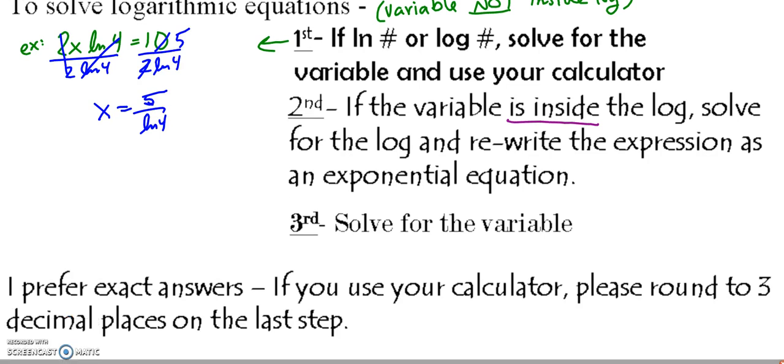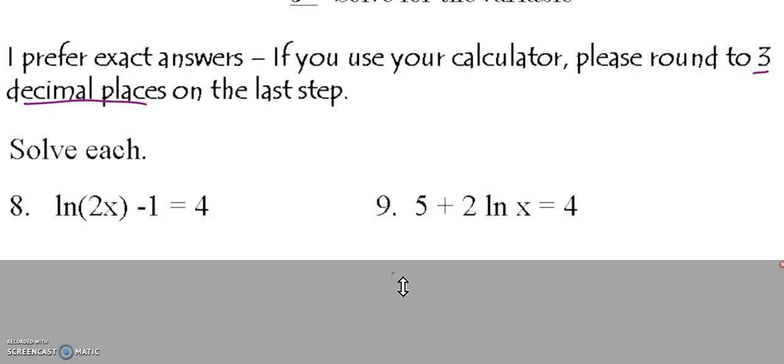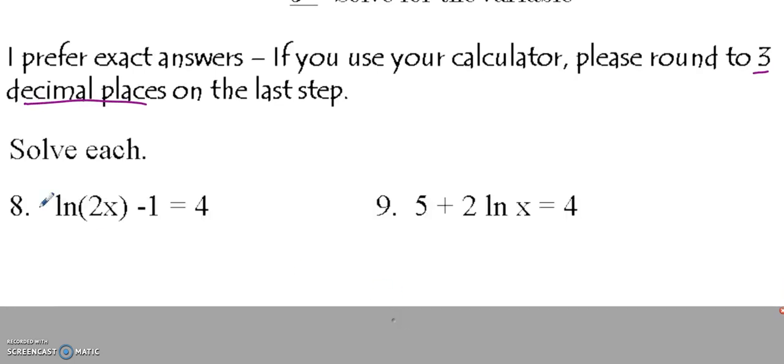And just like I said on exponential equations, a lot of teachers prefer exact answers, so just leave it like I would have with a log or a natural log in it. If you need a decimal or if you are able to use your calculator and get an approximation, again, 3 decimal places is what we prefer when we're doing logs, okay? So let's look at a couple of examples to start with.